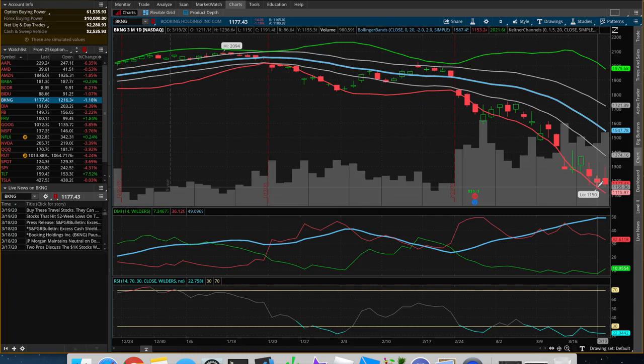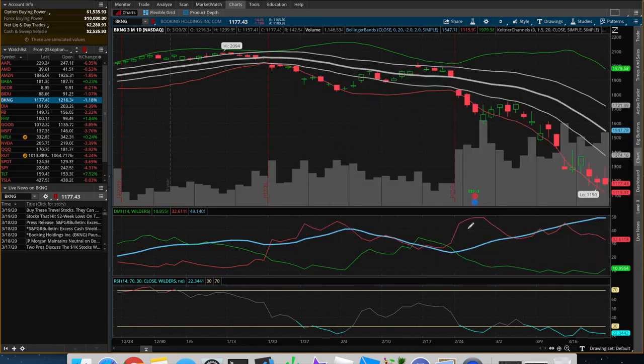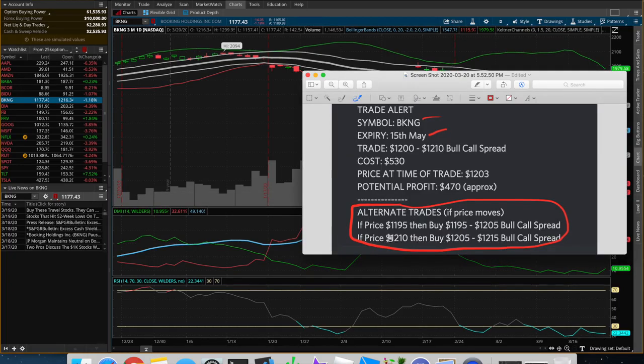So again, going back to this example, let's say you got the alert and it was trading at the low of the day, 1150. So what trade would you put on at that point? You obviously would not want to buy 1195 1205 bull call spread. That's meaningless. So what you should do is, if it's a 1150, buy 1150 1160 bull call spread. So buy the 1150 call, sell the 1160 call. So just use your judgment.